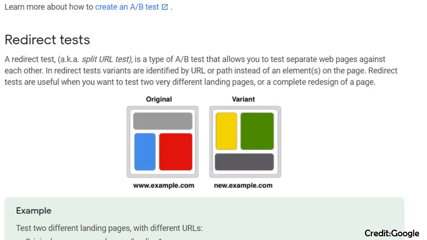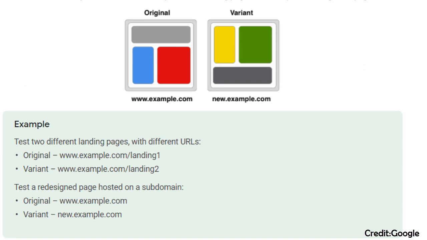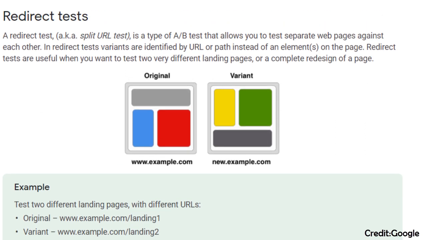The other type of test, which is kind of similar, is the redirect test. It is also called a split test URL. It's basically you're going to duplicate the original version of the page, or you can create a completely new version of the product page or whatever you want to test. And 50%, or the amount of people you decide, are going to be redirected to the new page.